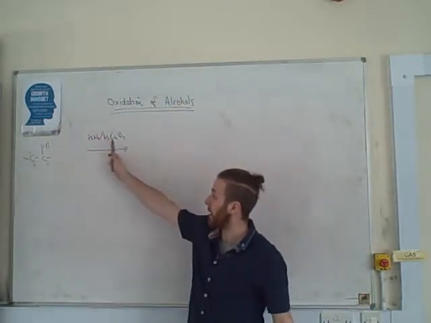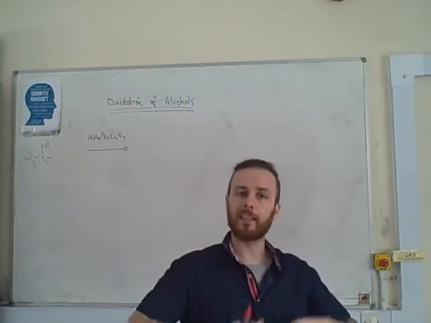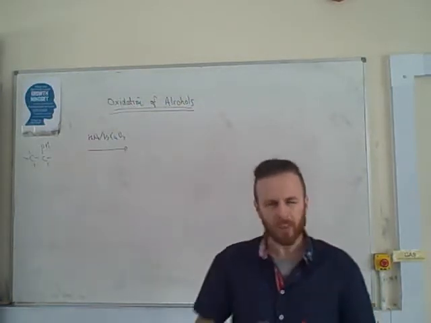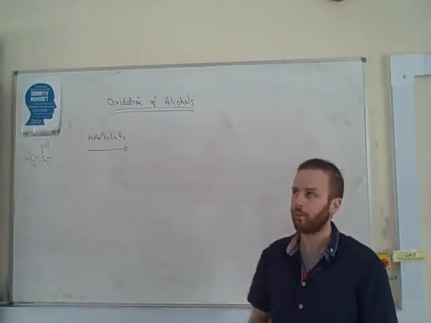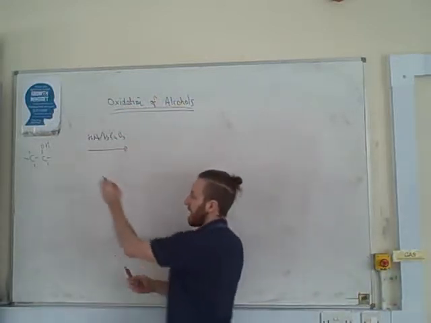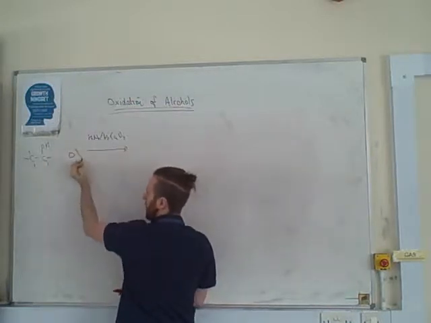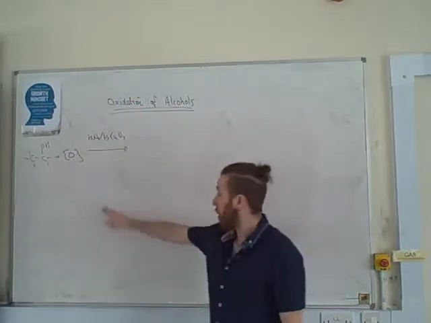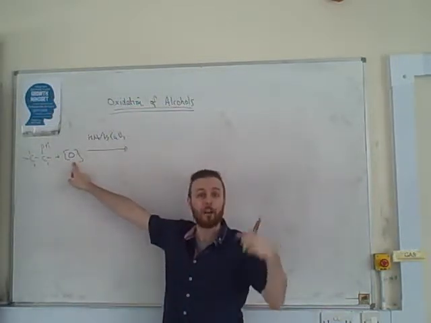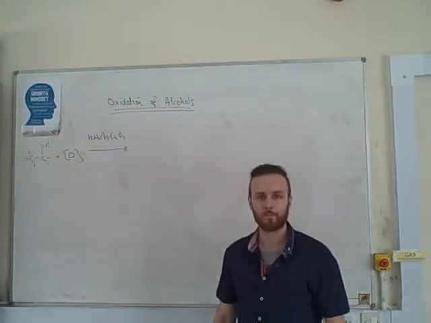This acidified dichromate acts to release an oxygen. It's not quite as simple as that. It doesn't just release an oxygen, but we're going to simplify it quite a lot and just say it's releasing an oxygen, but it's not actually releasing an oxygen, so we're going to put that in square brackets. What this represents is oxidation. We have oxidized this primary alcohol.